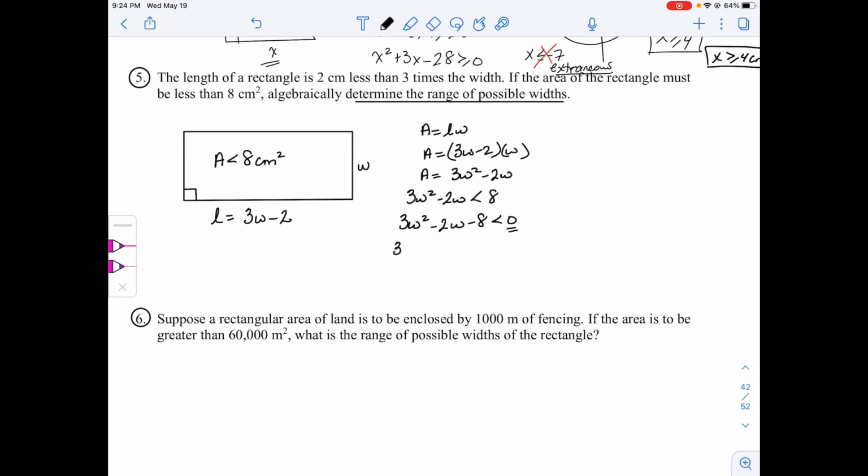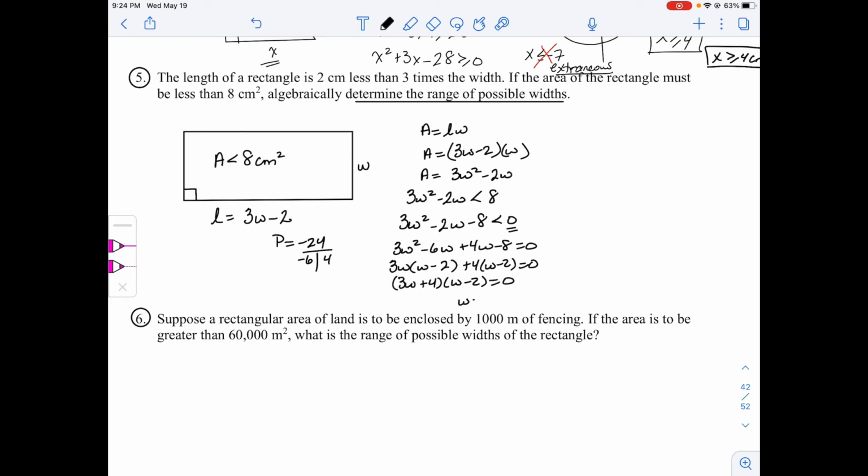To do that, we're going to have to factor this using decomposition. So we're going to look at our product of negative 24 with the sum of negative 2, and that would be negative 6 and 4. So I'm going to rewrite this as 3w squared minus 6w plus 4w minus 8 is equal to 0. I'm looking at the corresponding equation. So we can factor out the 3w, and we get a w minus 2. We can take out the 4, and we get a w minus 2. And so 3w plus 4 times w minus 2 is equal to 0.